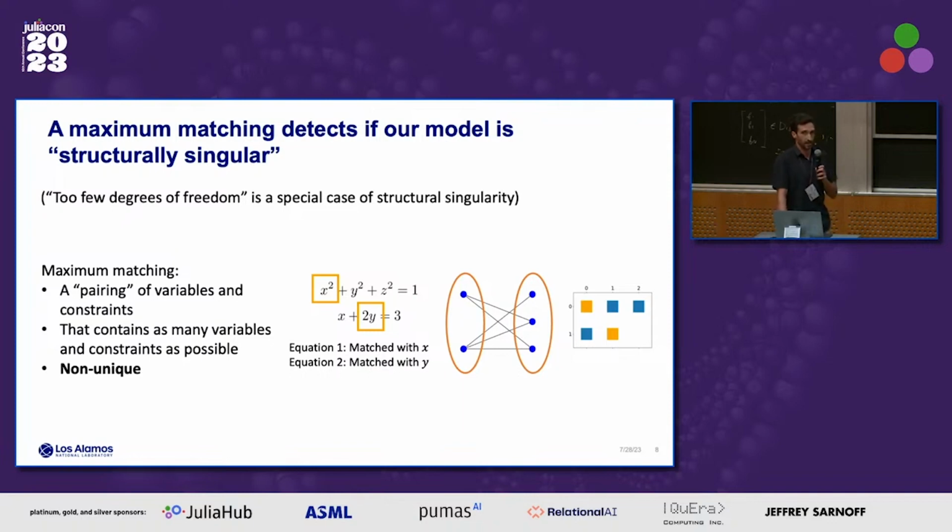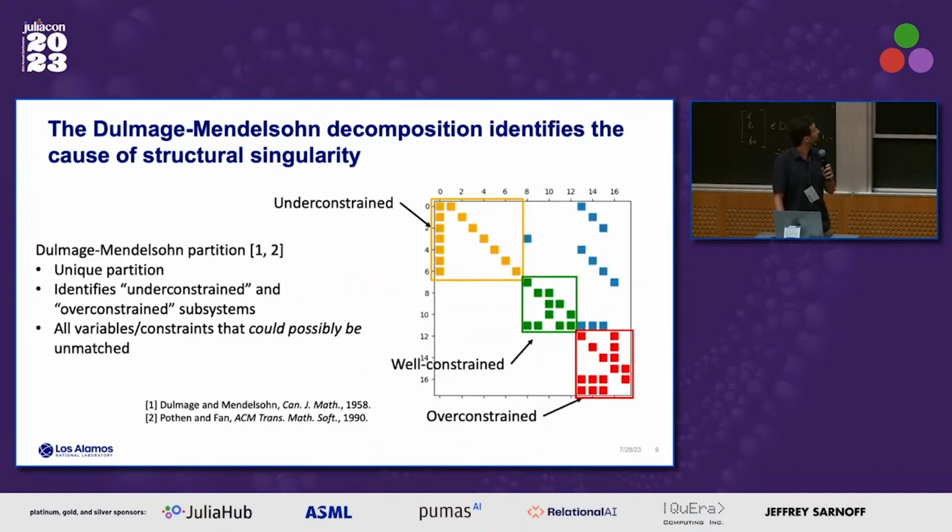And so this is helpful for identifying when there's a problem, but it's not always the most useful thing for diagnosing the source of the problem, because the result of a maximum matching is not unique. In this little two equation, three variable system that I wrote, we could match X or Z to the first equation. Maximum matching, not unique.